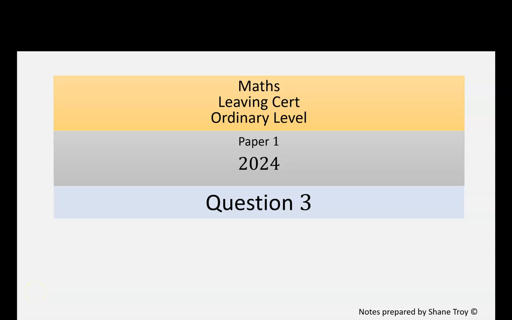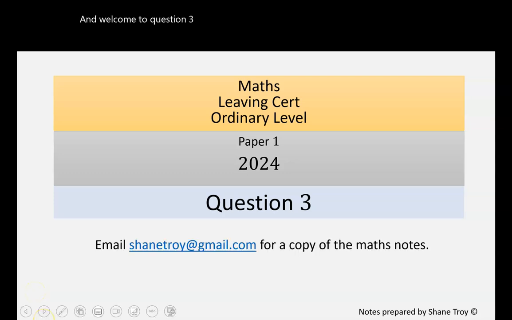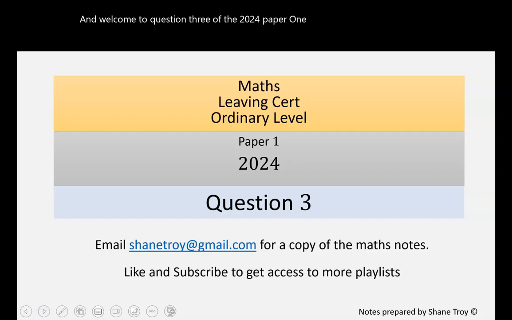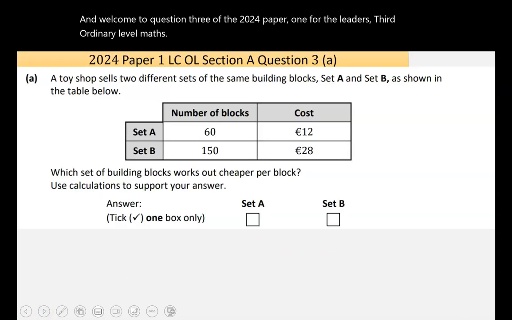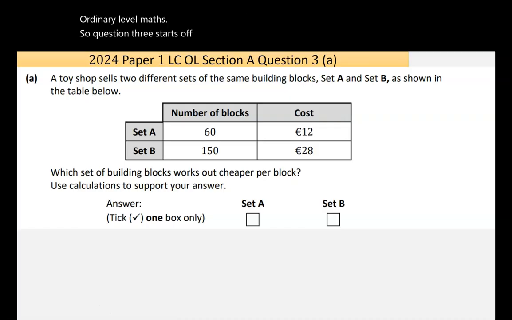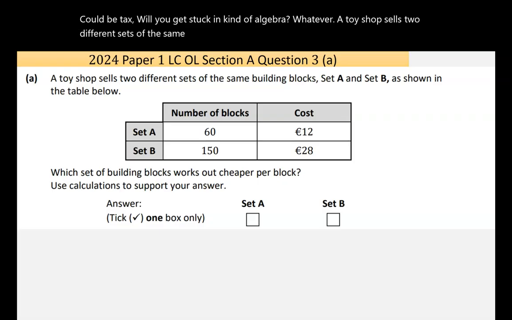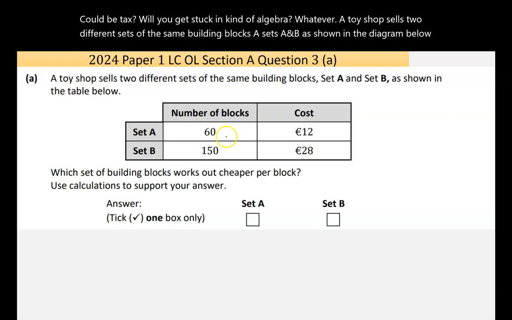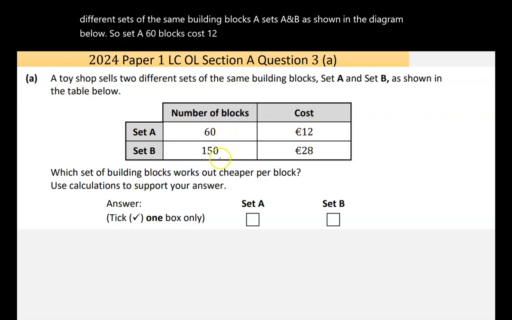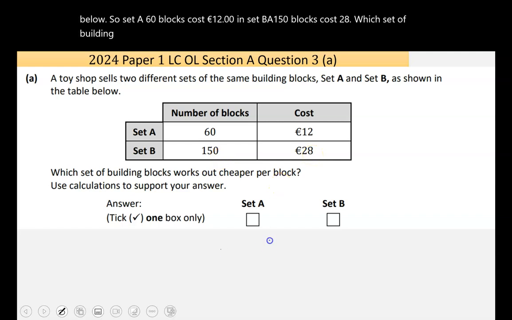Hi, and welcome to question 3 of the 2024 paper 1 for the Leaving Cert Ordinary Level Maths. Question 3 starts off with algebra. A toy shop sells two different sets of the same building blocks, sets A and B, as shown in the diagram below. Set A, 60 blocks cost €12. In set B, 150 blocks cost €28. Which set of building blocks works out cheaper per block? Use calculations to support your answer.